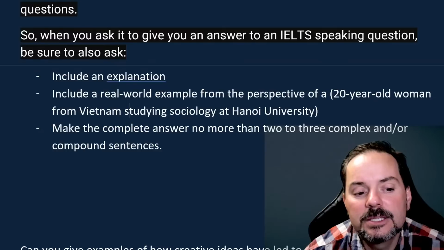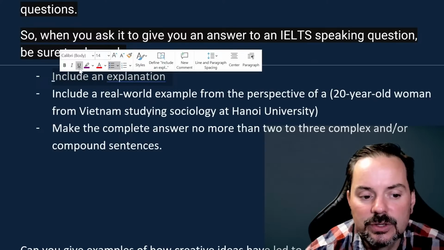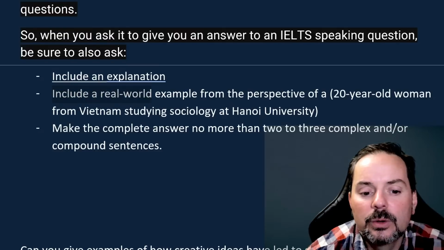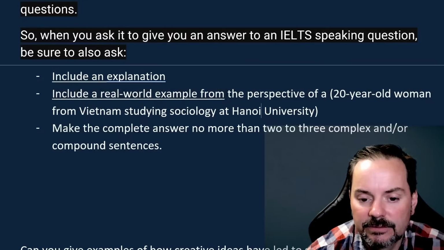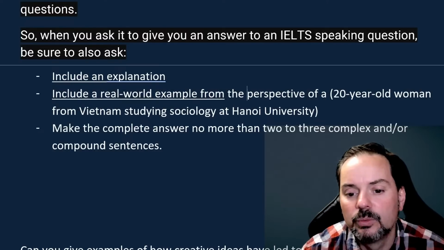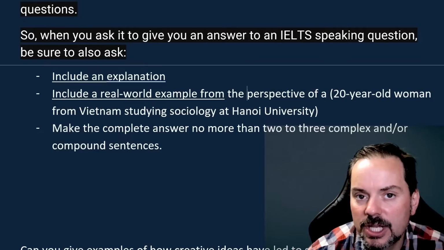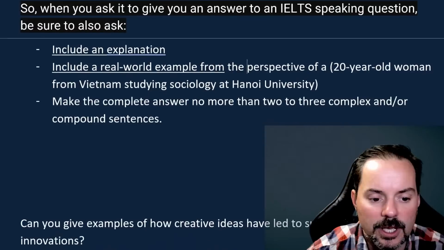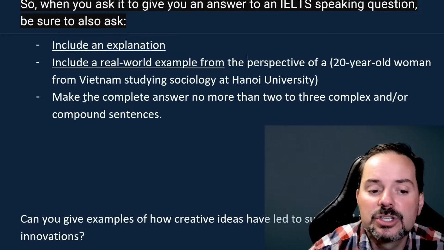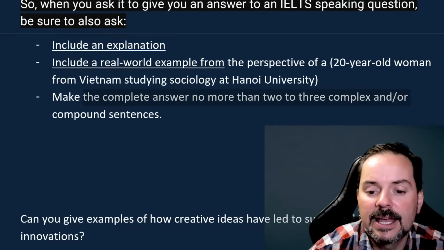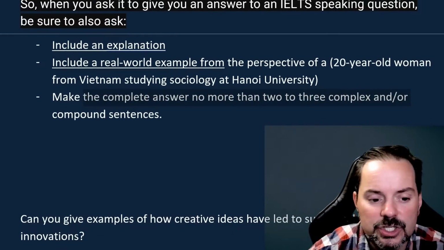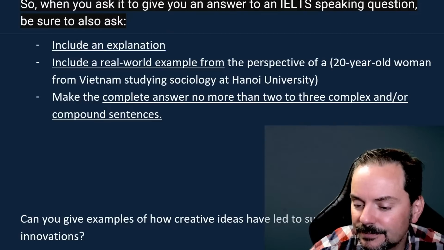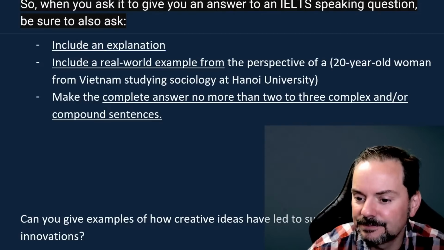So remember these points. Include an explanation. This isn't just for ChatGPT. This is for you during the IELTS. Include real-world examples from your perspective. So if you are a 20-year-old woman studying sociology at Hanoi, include examples from your perspective. And keep your answers complete and have 2 to 3 answers roughly for each part 3 question that are complex compound sentences. Does that make sense, everybody?